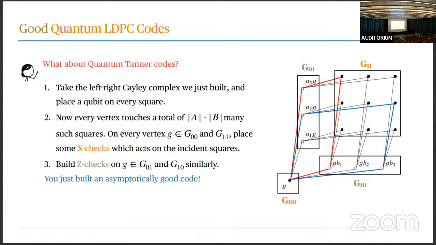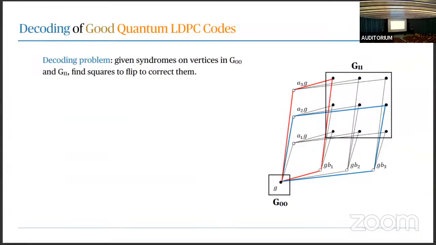Okay, great. So this is the code construction. I really sketched it, but I hope that you could at least take away some of these intuitions. Let's now go on to talk a little bit about how we are going to decode such an expanding construction. So what would the decoding problem be?